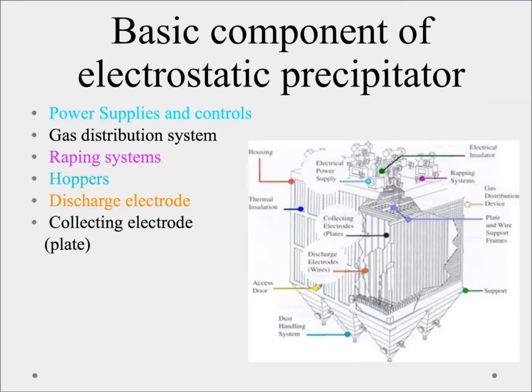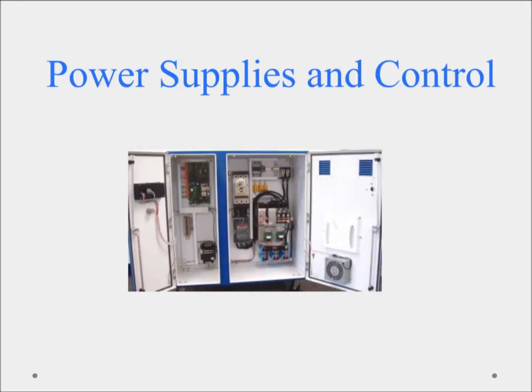Let us move on to the basic components of the electrostatic precipitator. The basic components are power supplies and controls, gas distribution systems, wrapping systems, hoppers, discharge electrodes, and the final one will be the collecting electrode, which is also named collecting plate. Don't understand the function of each basic component? No worries, I will explain to you what the functions are. The first basic component that I'm going to talk about is power supplies and controls.